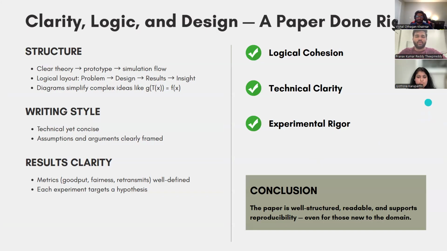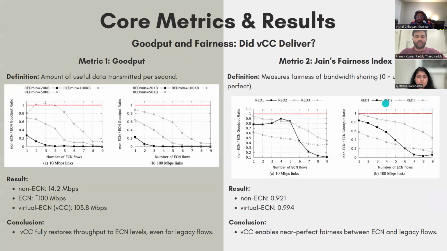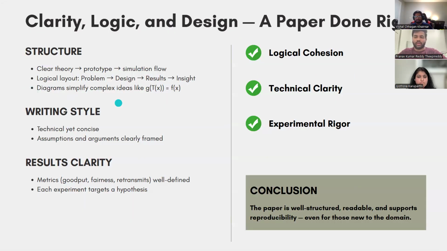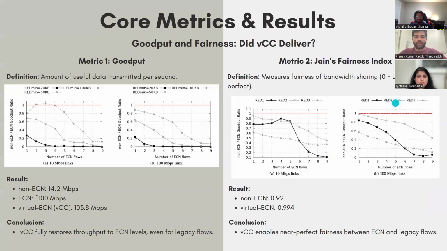So coming to the conclusion of how the paper is written, the paper is well structured and readable, and reproducible even for those new to the computer science field. Coming to the next slide on core metrics and results, I would first like to discuss the first metric, that is the goodput.